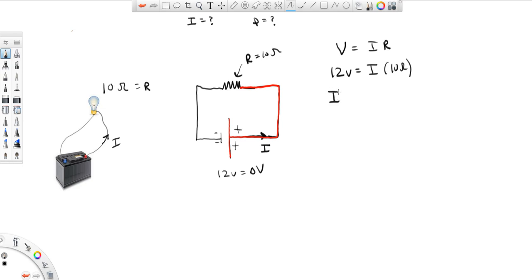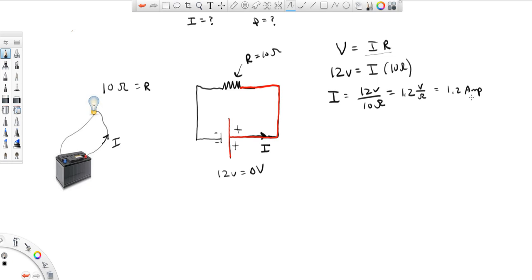Therefore, when we solve for the current, we're going to get 12 volts divided by 10 ohms, and this works out to 1.2 volts per ohm. Well, a volt per ohm is an amp, because voltage is current times resistance. So when you take voltage and divide by resistance, you end up with current. So this circuit is going to have a 1.2 amp current.